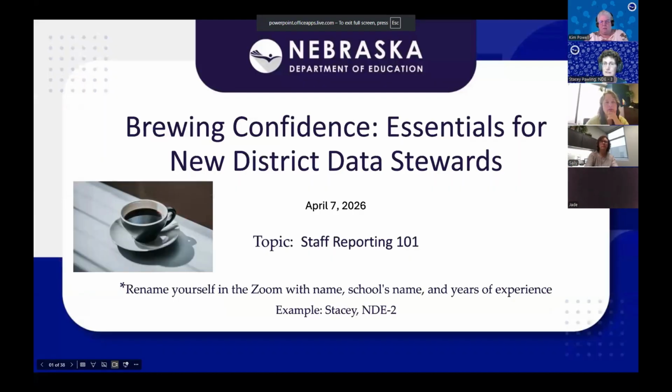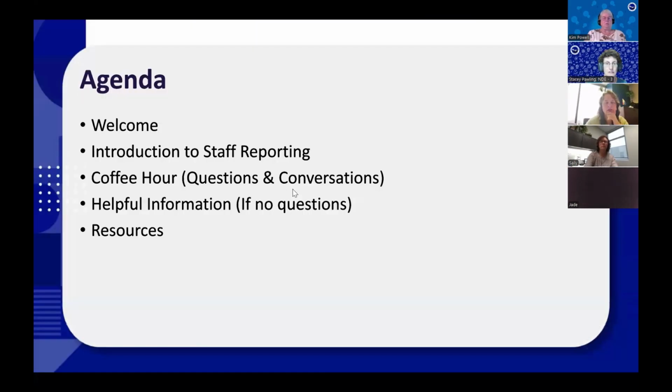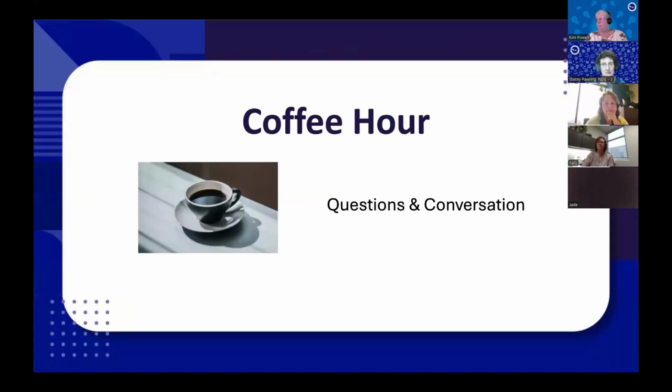Are we only able to ask questions about staff, or can we ask other questions about reporting? We're just focused on staff reporting today. Got it. But if you have other questions about reporting, you can submit a ticket, or if it's something you would like to talk about in the future that we haven't covered, please let us know and we'll have a topic about it. Awesome, thank you. You're welcome.